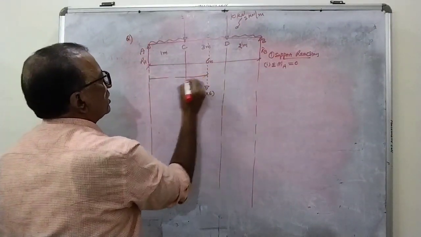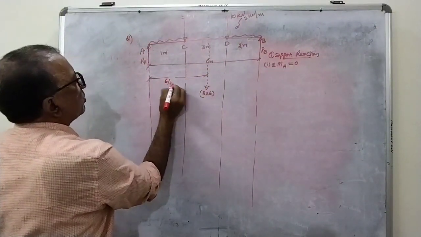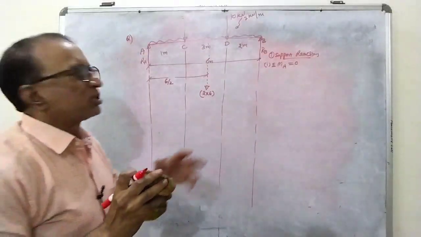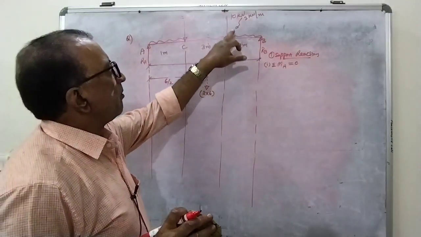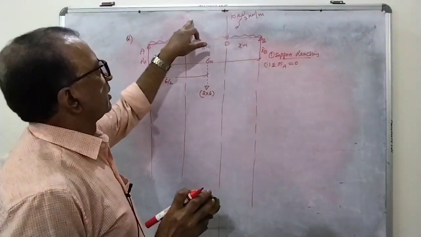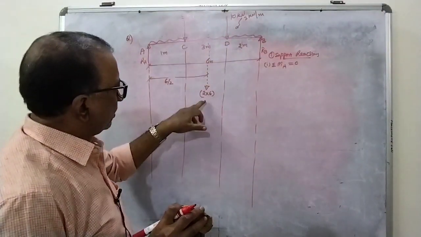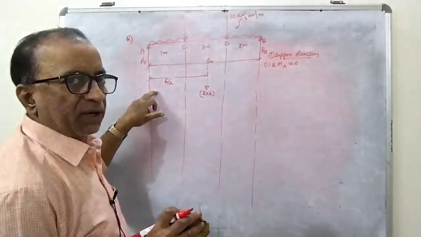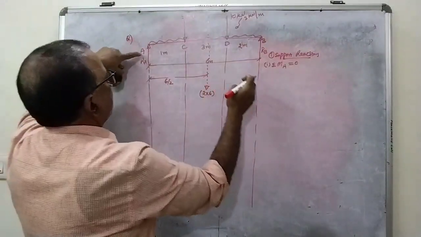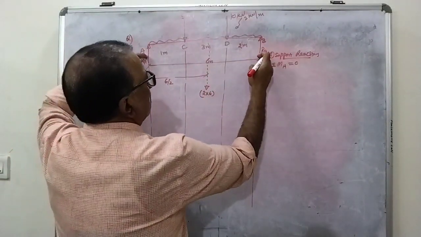So at what distance is it acting, from here to here? 6 by 2. So how many loads are there on the beam? One is a 10 kilonewton point load, another is a 5 kilonewton point load, and a total UDL of 2 into 6 at 6 by 2 from the left hand. Now it will be easy for you to calculate the support moments, support reactions.